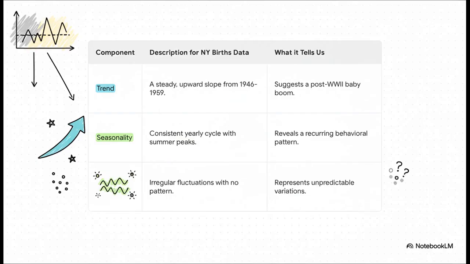And here it is, our case file summary for the New York births data. The trend component shows that steady upward slope, which likely reflects the post-World War II baby boom. The seasonality component reveals that consistent yearly cycle of summer peaks, pointing to a recurring behavioral pattern. And finally, the random component shows the unpredictable day-to-day variations that are left. By separating these, we can analyze each part of the story on its own.